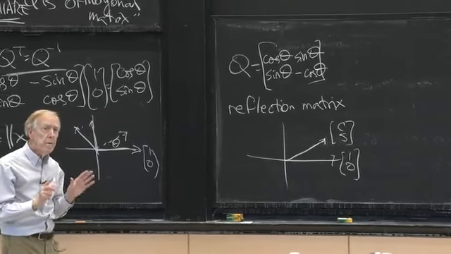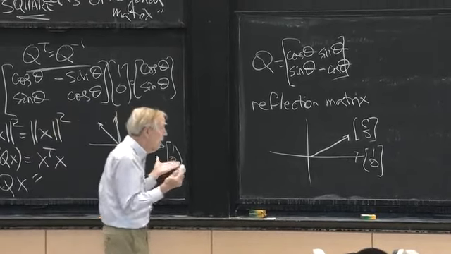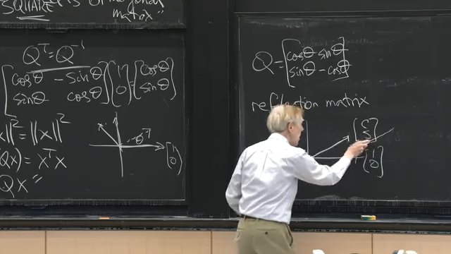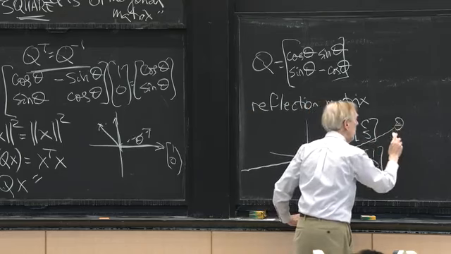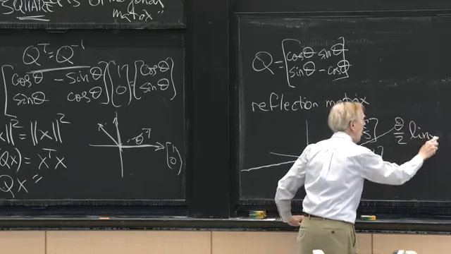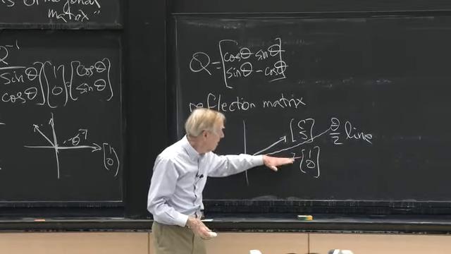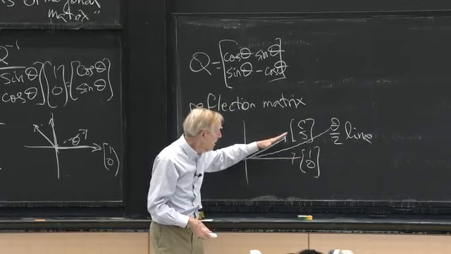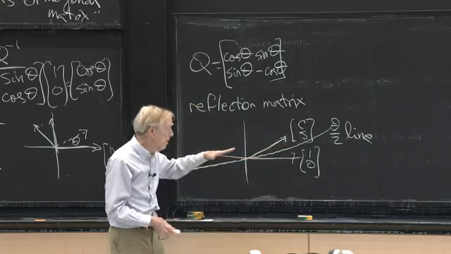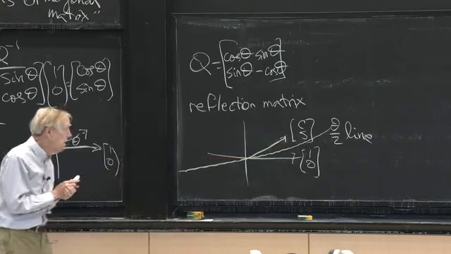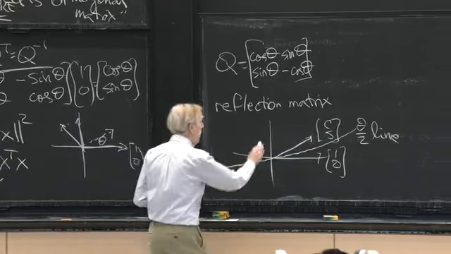And when I say reflection, let me put the mirror into the picture so you see what reflection it is. The mirror is along here at angle theta over 2. Theta over 2 line. So sure enough, 1, 0 at angle 0 got reflected into a unit vector at angle theta, and halfway between was the theta over 2 line.